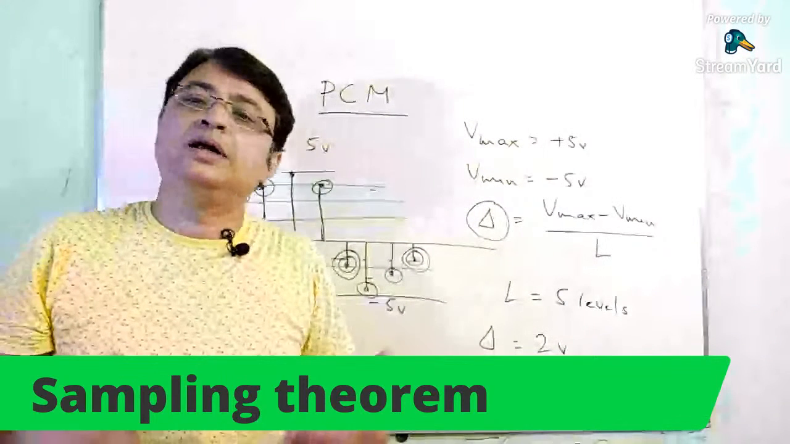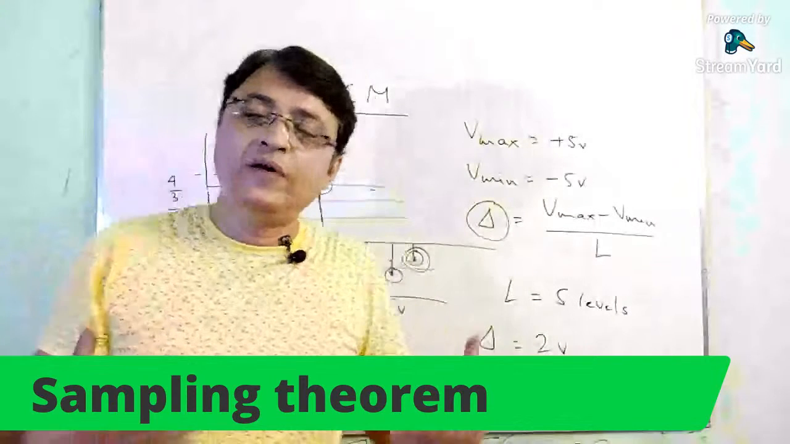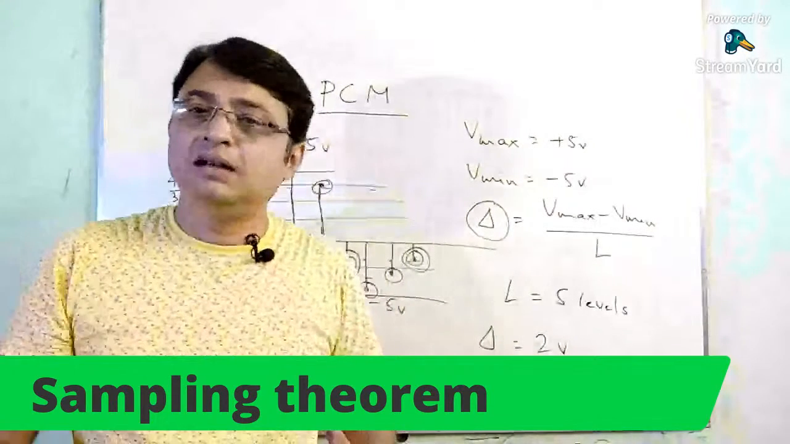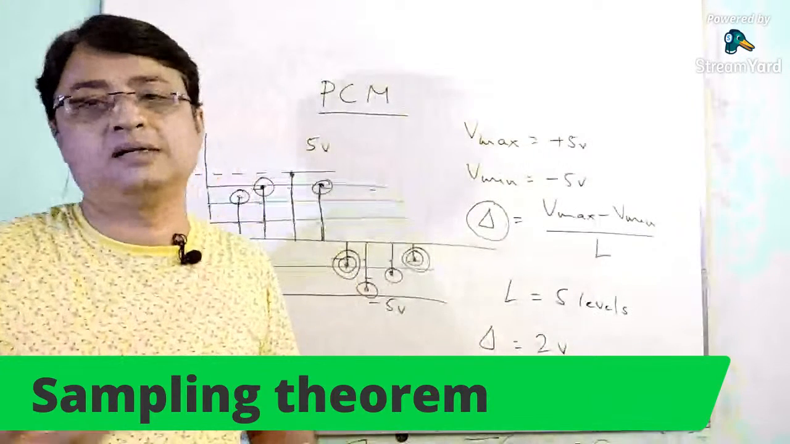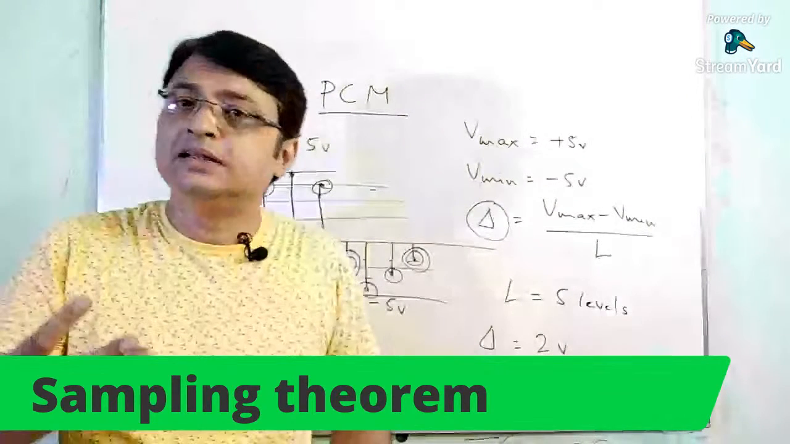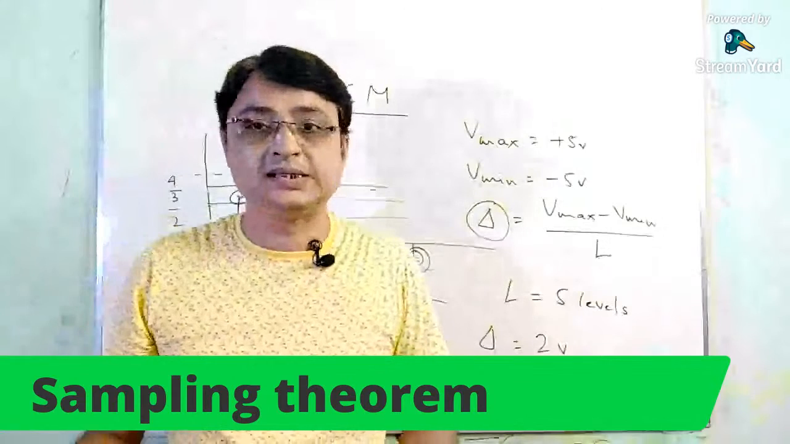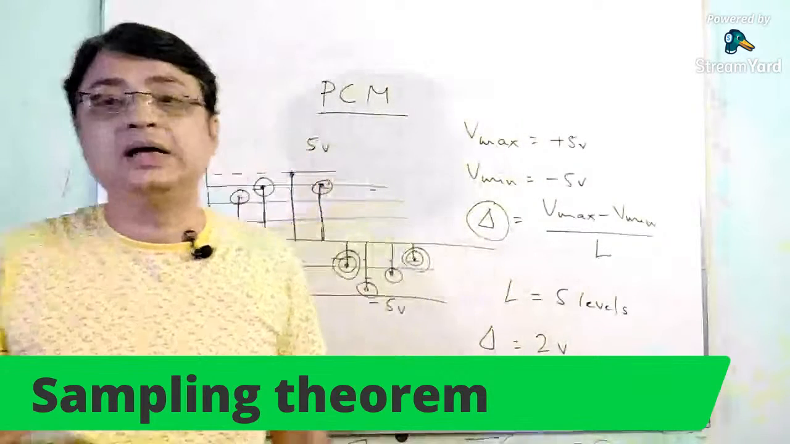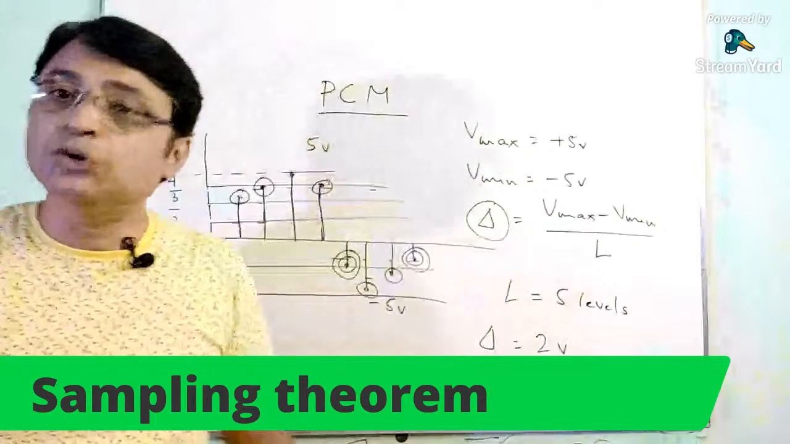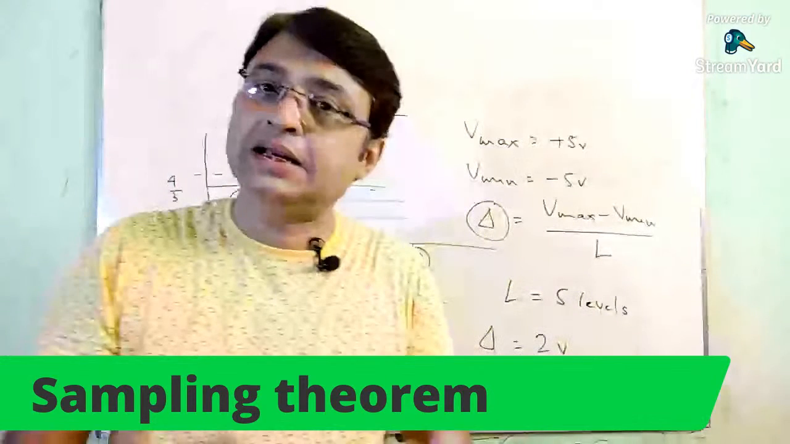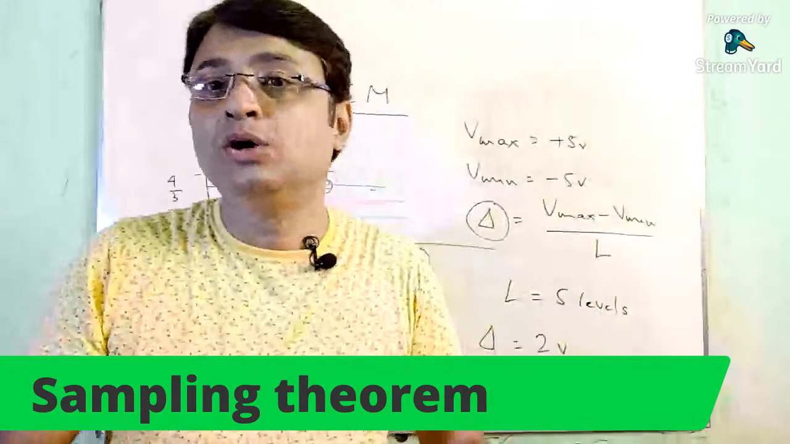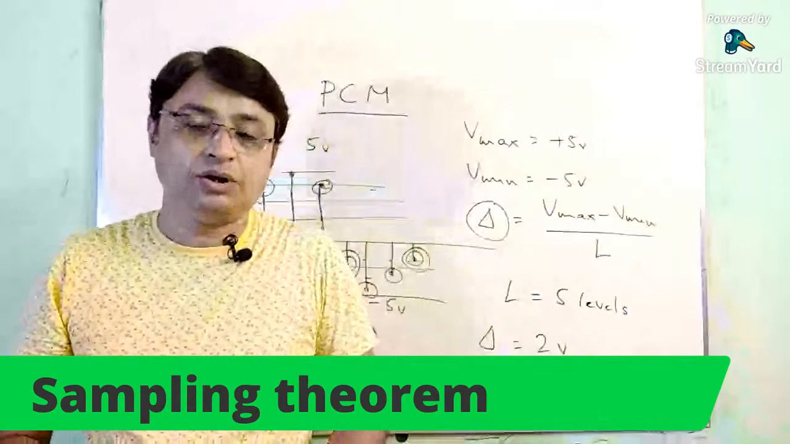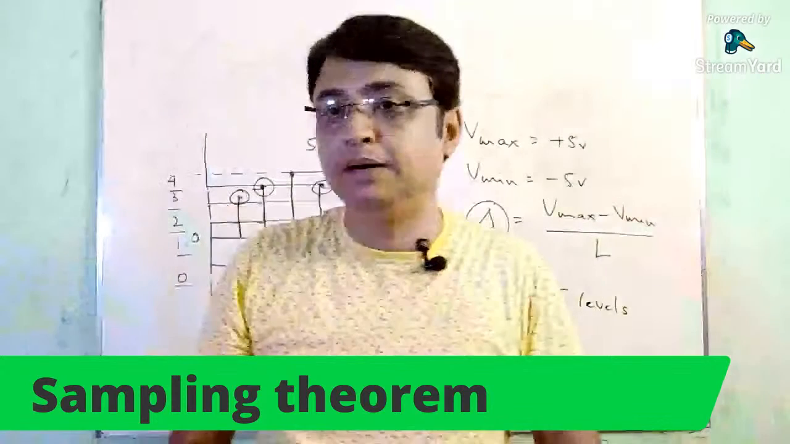Okay, so theoretically, as the number of levels increases, the quantization error decreases. But remember, after decreasing the quantization error, you may arrive at a stage where your transmission cost is much greater. That should be kept in mind.